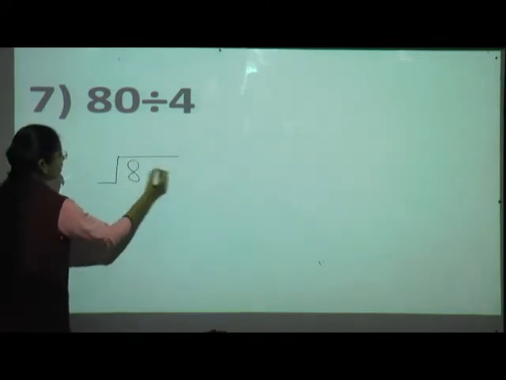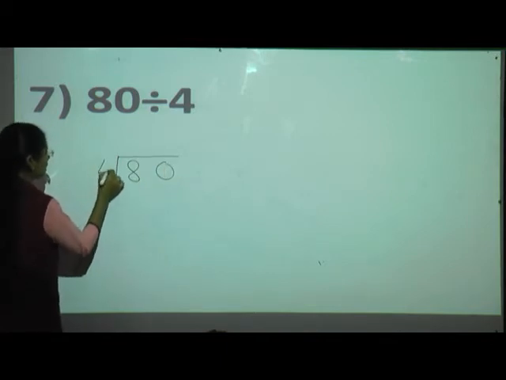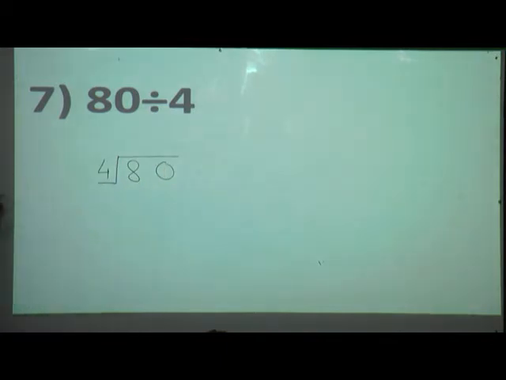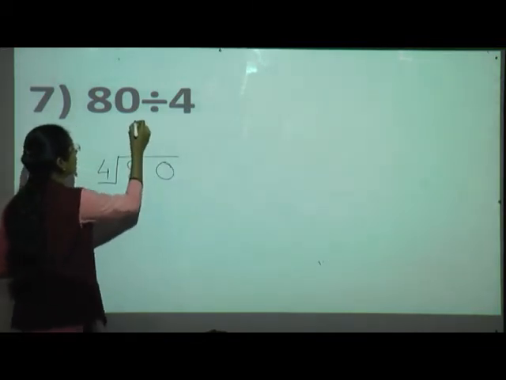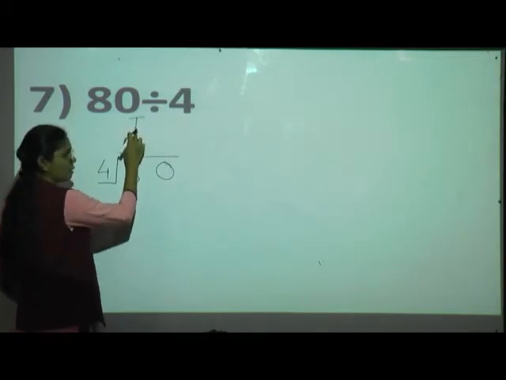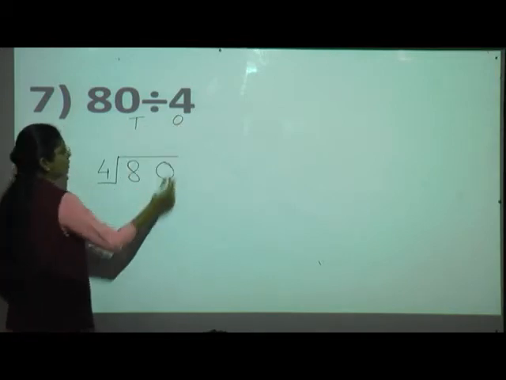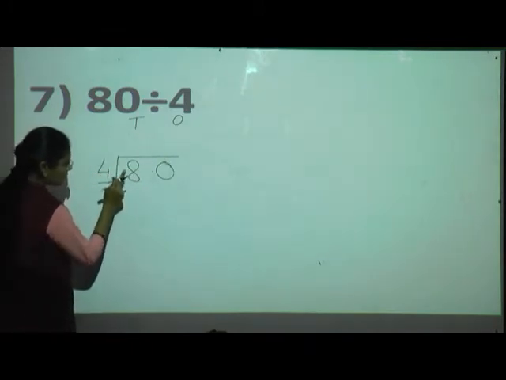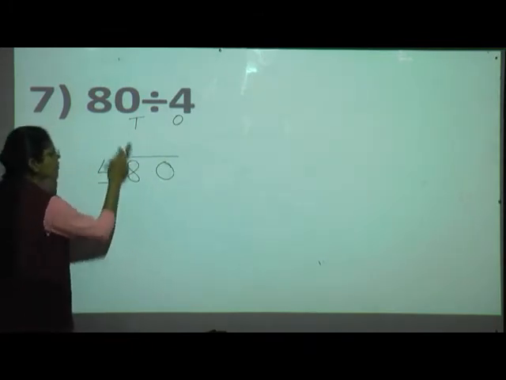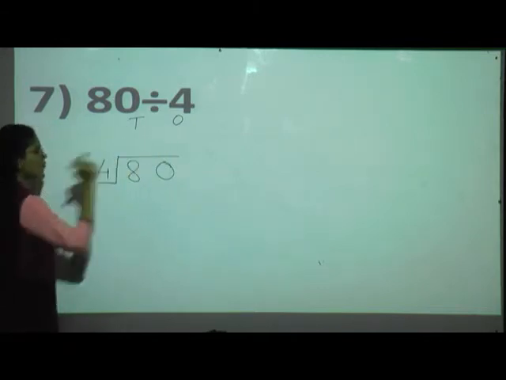Yes, we will arrange the numbers in this format. 80 divided by 4. Now tell me, 80 is a 2-digit number, isn't it? So here we will write T above 8 and O at the top of 0. Tens and ones. Why? Because 80 is a 2-digit number. So we will write their places, tens and ones.